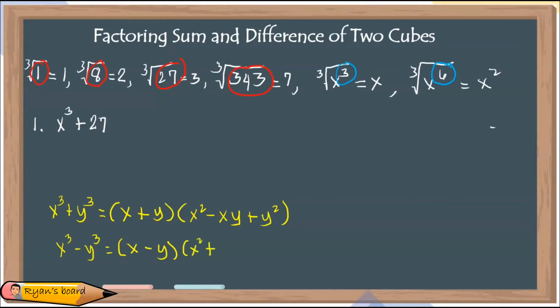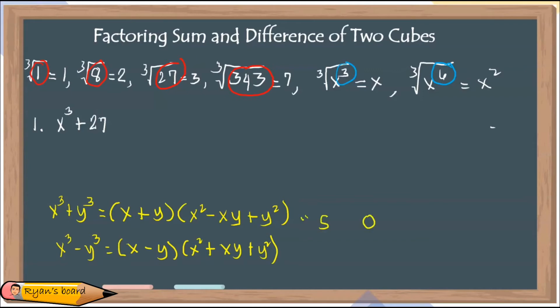Then, multiply x times y, xy, then plus, multiply y by itself, that's y squared. This is actually our formula. Now, kung nahihirapan kayong tandaan yung ating pattern, yung ating formula, pwede nyo gamitin itong mnemonics na ito.